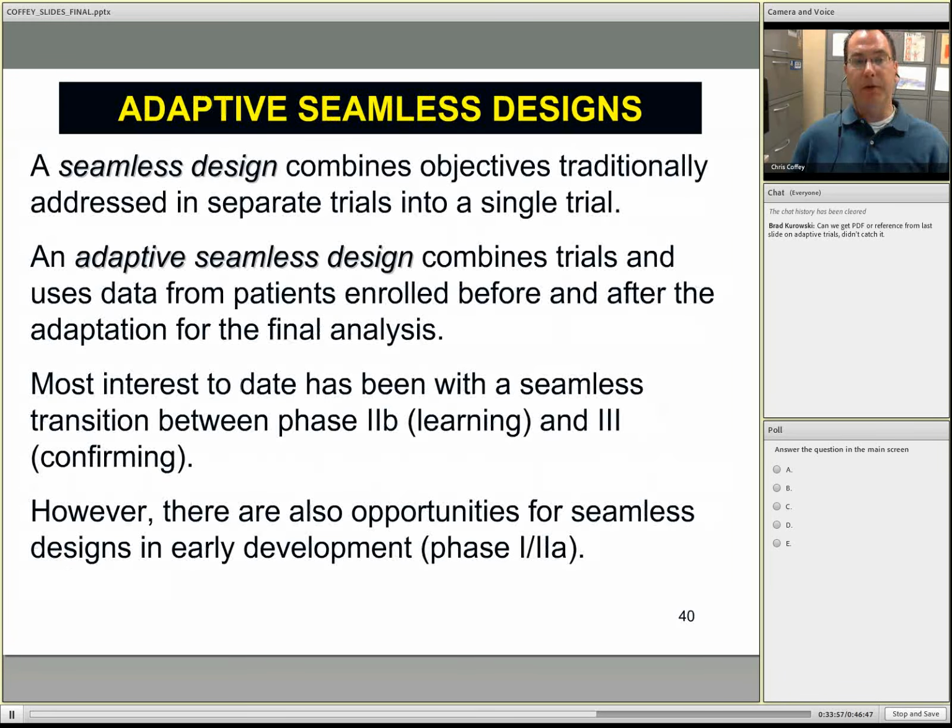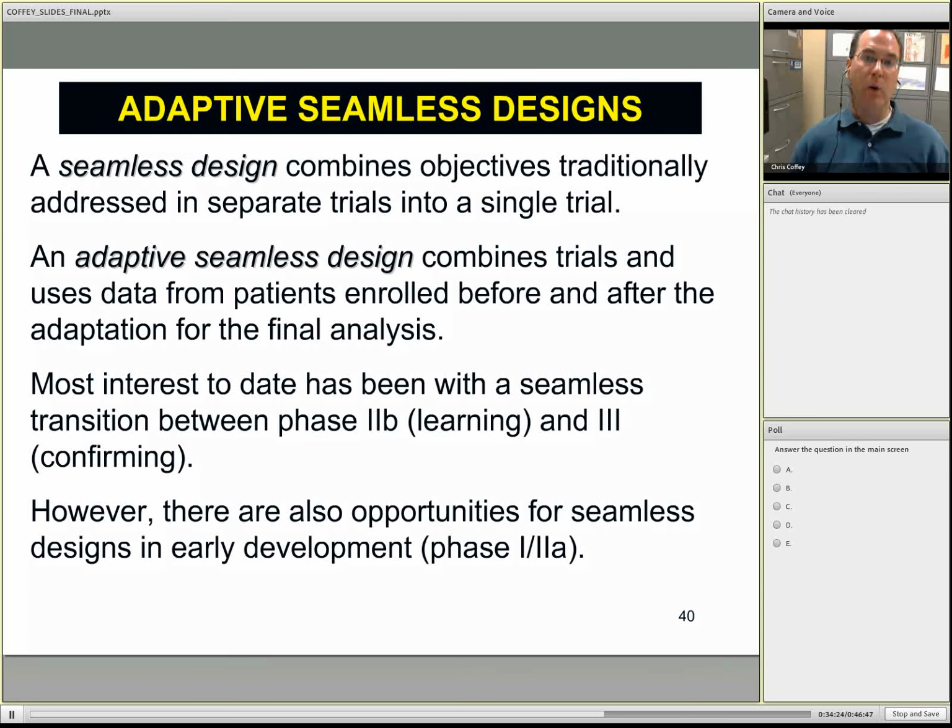Another thing that's been proposed is adaptive seamless design. These are designs that try to combine different adaptive features. The big selling point is to reduce the white space. In general, you proceed from one phase to another. You finish one, you look at the data, and you use that to plan the next phase. But there's some downtime, or white space, in between the two.